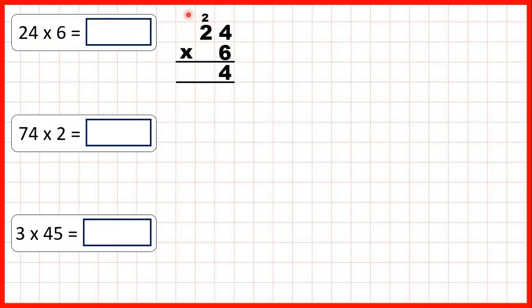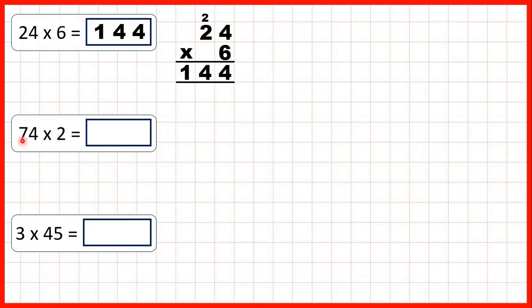Now normally we write the first digit above the next place value column along, but because we don't have any more digits to multiply, we can just write the 14 in our answer line. So that gives us 144.